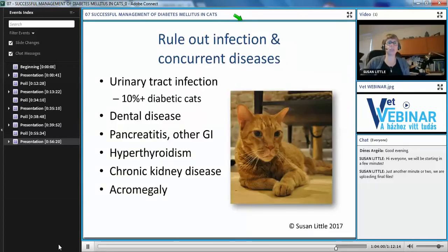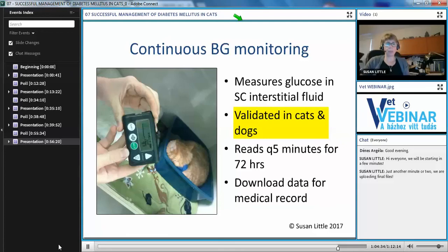And also look again, as we talked at the beginning of this session, for infections and concurrent diseases. Maybe do a urine culture, check the mouth for dental disease, evaluate for concurrent diseases, including diseases like acromegaly. I would suspect acromegaly mostly when we're getting cats that are needing very high insulin doses to control them. Otherwise, it's going to be one of these other more common problems that would be the reason your patient is not achieving good control. We can use continuous blood glucose monitoring.